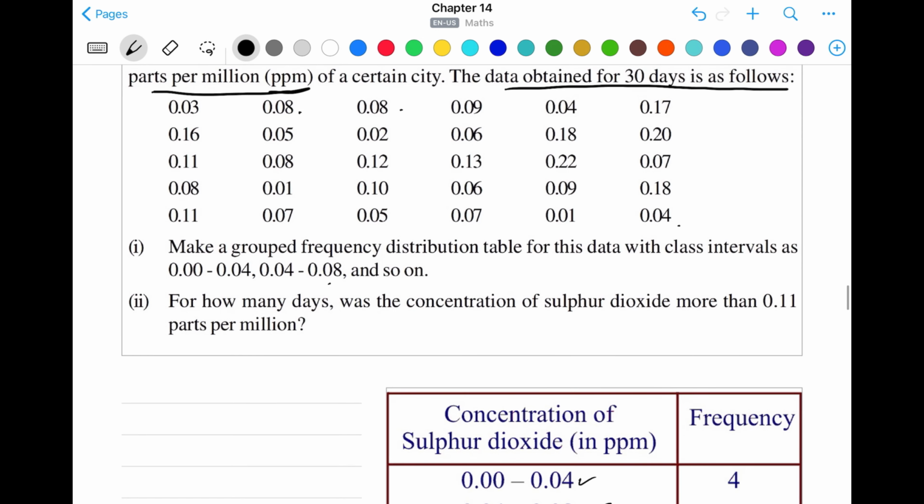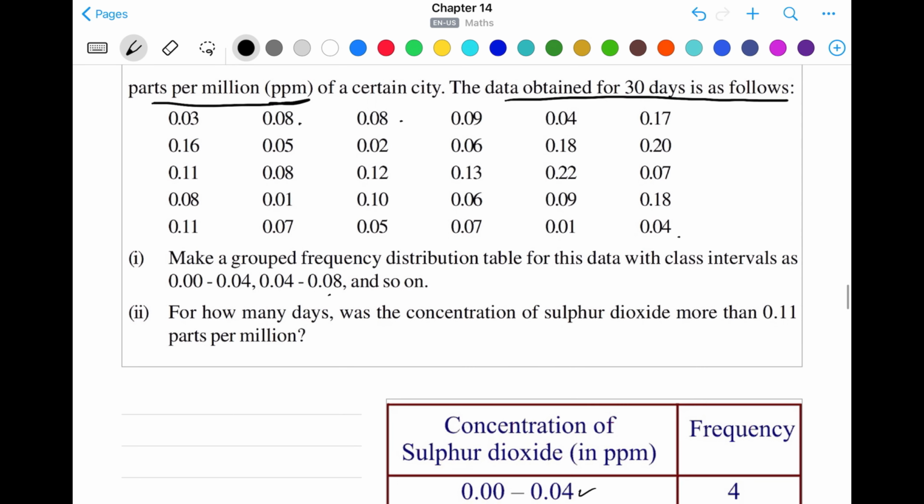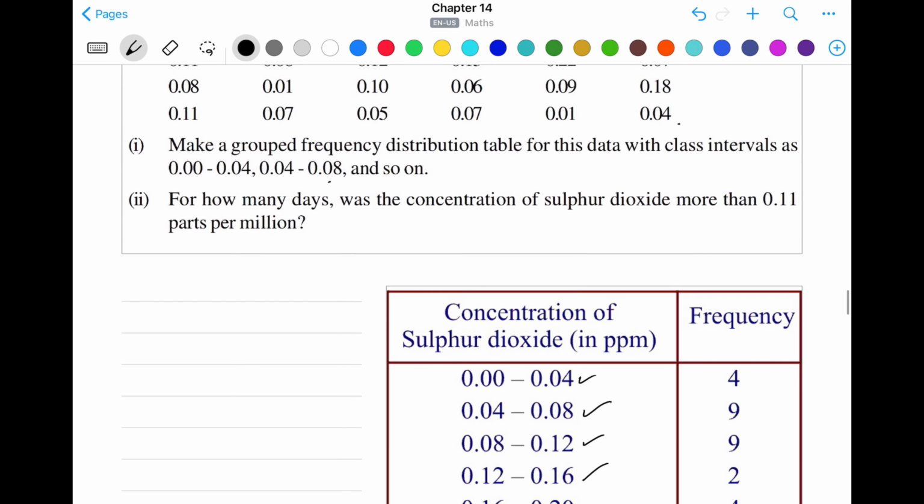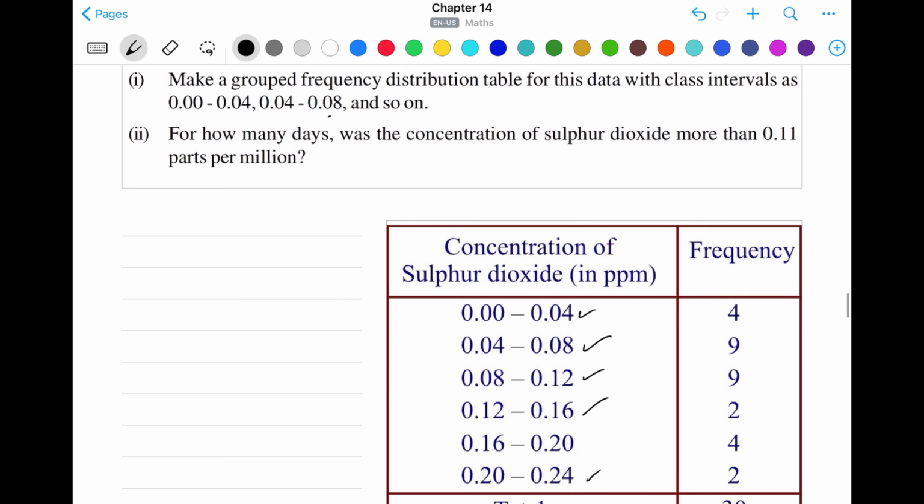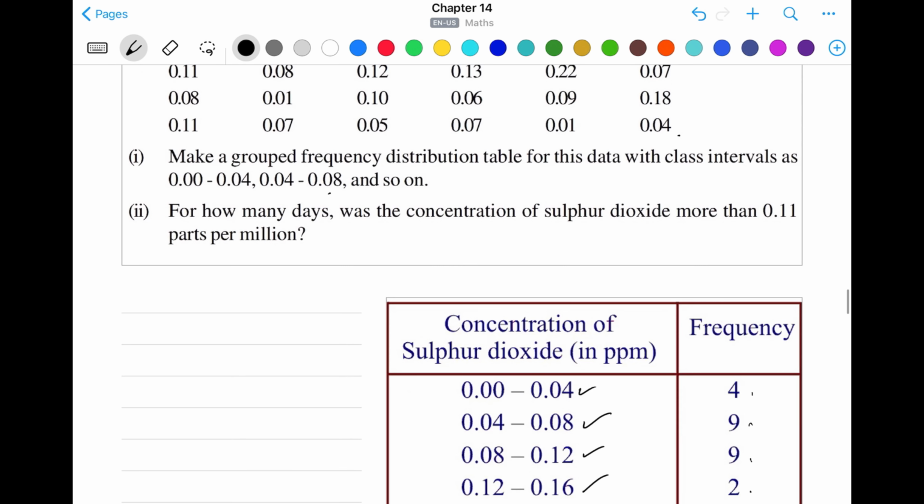Then we have marked each data in its respective interval. Like, for 0.00 to 0.04 we have 4, 0.04 to 0.08 we have 9, and then 9, 2, 4 and 2. So that's the answer of part 1 of question number 5, in which we are asked to represent this data using a grouped frequency distribution table.